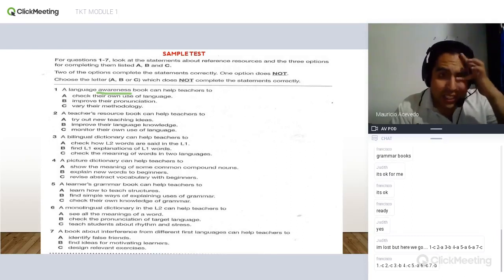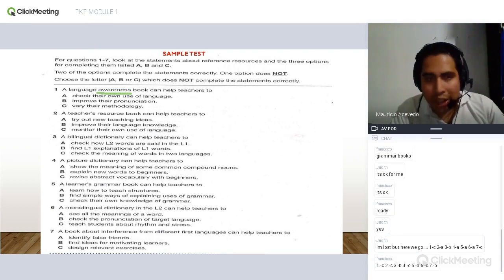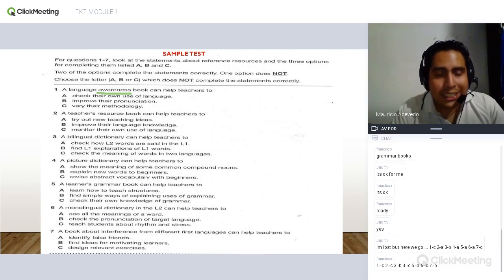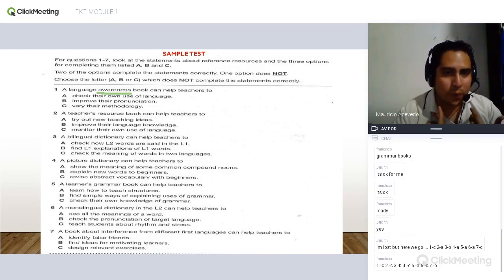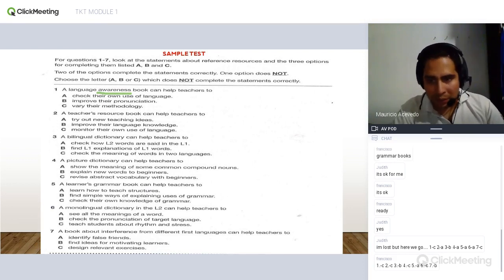Number one for you is letter C, Barrier methodology. Yes, maybe because here we're talking about, well, that's your answer, Francisco and Judith. Okay, because this is an awareness book. An awareness book is to improve something that you might have a complication with, like you have some difficulties to go ahead, right? But we will see.